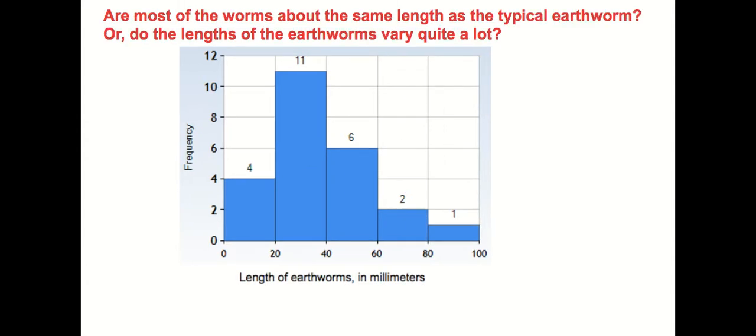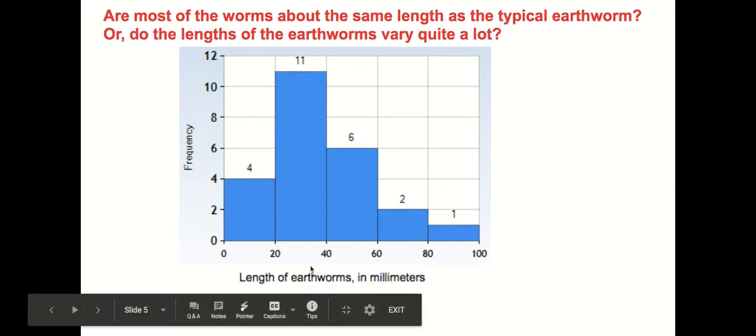Are most of the earthworms about the same length as a typical earthworm? Are most of them about 30 millimeters, 35 millimeters? And I would think not. You've got some which are quite a bit lower, almost as low as 0, somewhere between 0 and 20 millimeters long. And you've got some that range as high as between 80 and 100 millimeters long. So the lengths of the earthworms vary quite a lot.